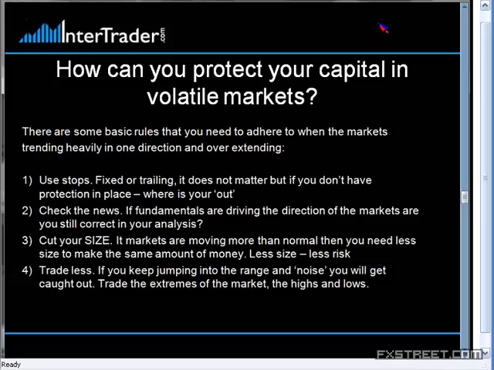So again, it's all down to your risk profile, your risk strategy, who you are. Some people like to be in and out of the markets constantly. But remember, if you're spread betting, you're always paying the spread. So the more you trade, the more you pay. You want to keep your costs down and you want to keep your risk down. Trade less.